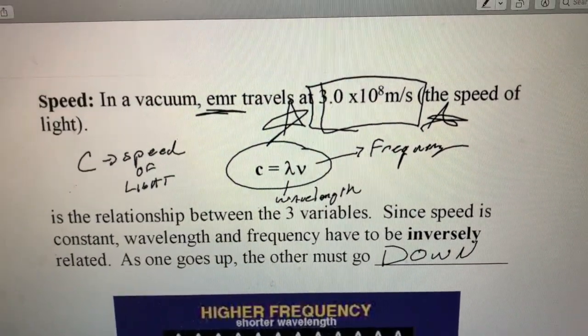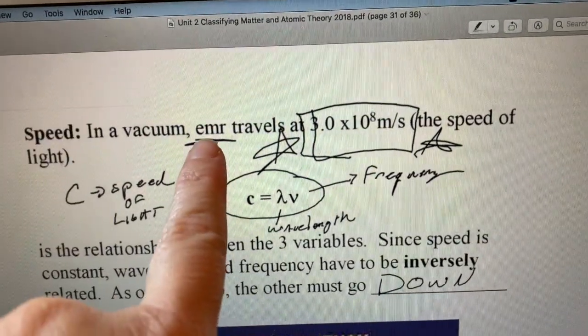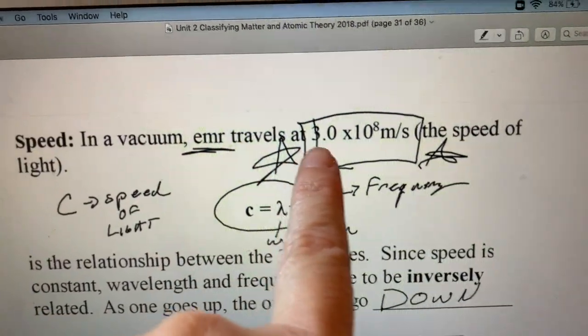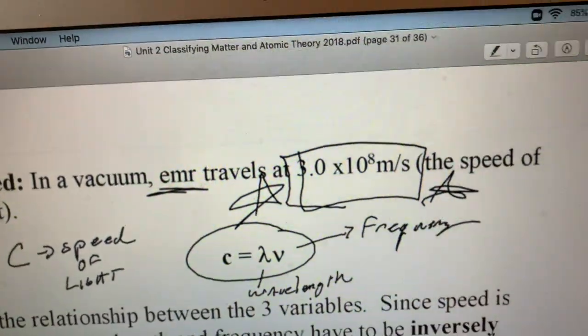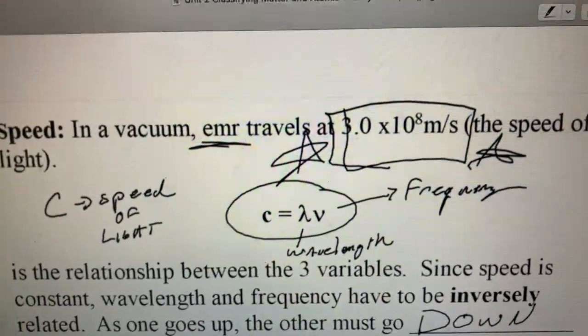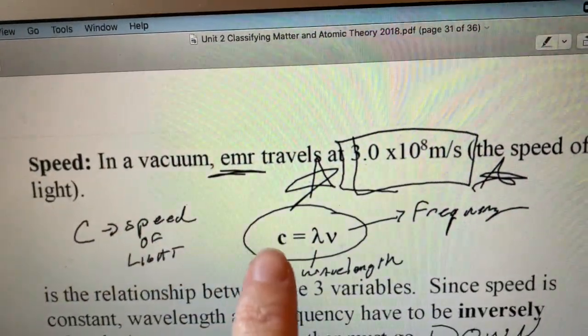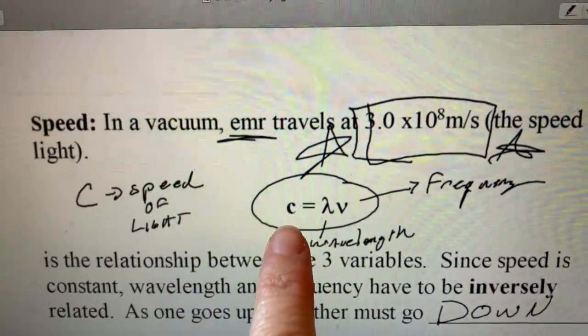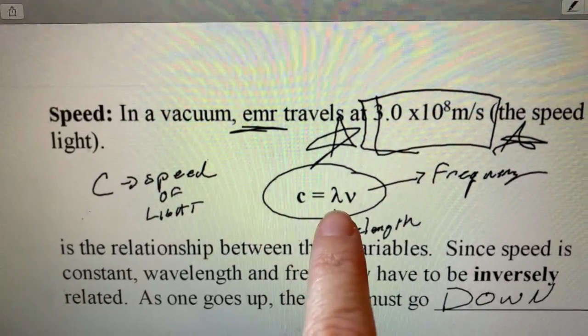In a vacuum, which just means for our purposes, if everything's perfect, electromagnetic radiation travels at a speed of 3.0 times 10 to the 8th meters per second. That is the speed of light. That's actually a good value to memorize just for any science classes you're going to be taking. All of these waves we're considering are in perfect condition. They're all traveling at the speed of light.